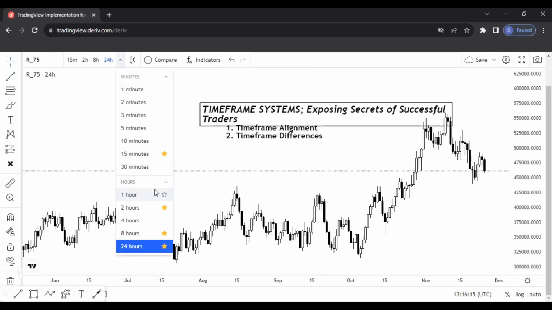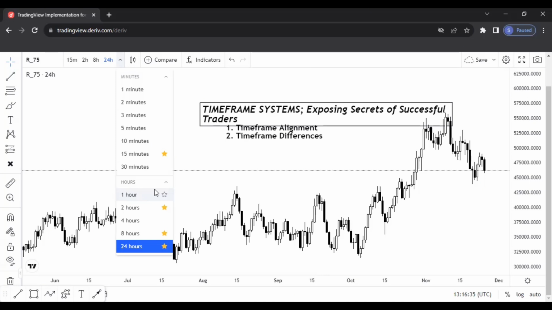Then your entry should be on the 15 minutes, 10 minutes, that's where you should enter your trade. Those minute time frames are where you are entering your trade. And then you are checking your higher time frame to check the directional bias of the market.